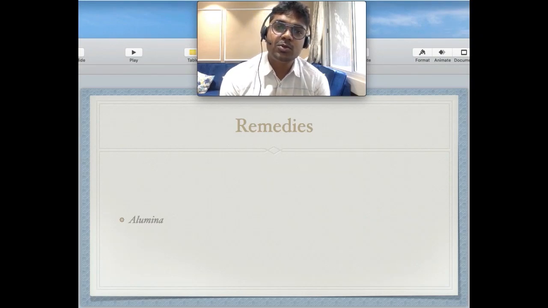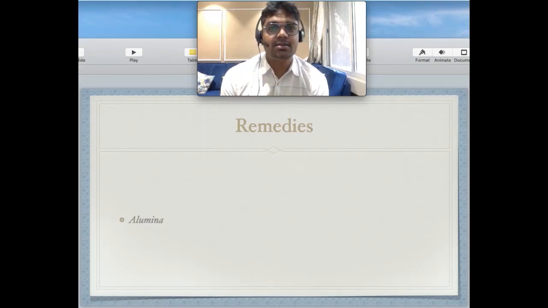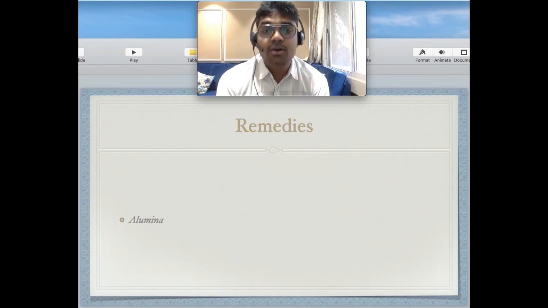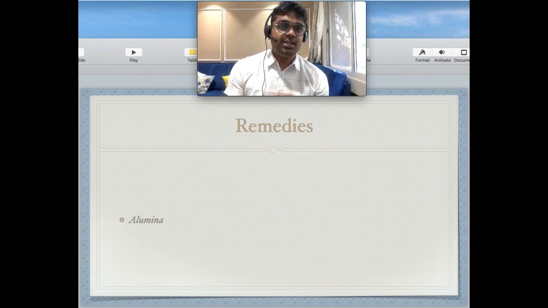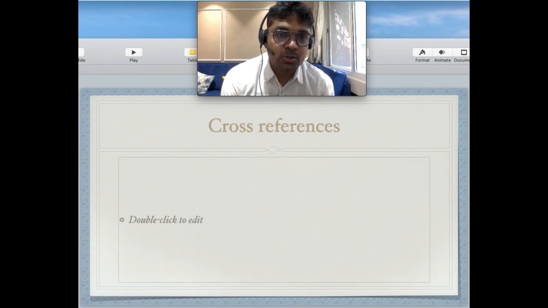So this is a very classical and clear-cut symptom of Alumina, that they cannot see blood or any kind of violence. And if they see those, they develop symptoms, whether in the form of fainting or convulsions, etc. So that is what we have for you, friends, with regards to this rubric.